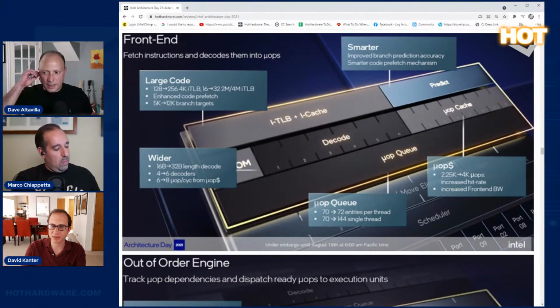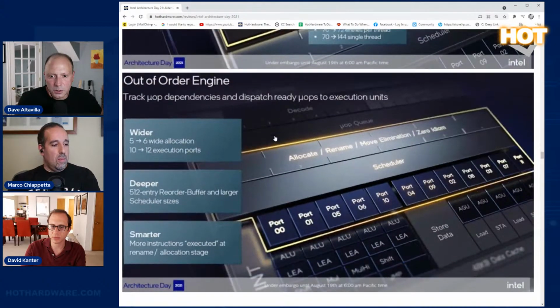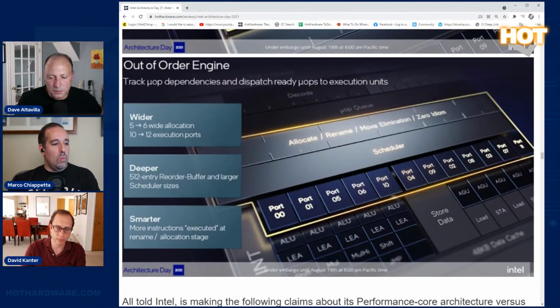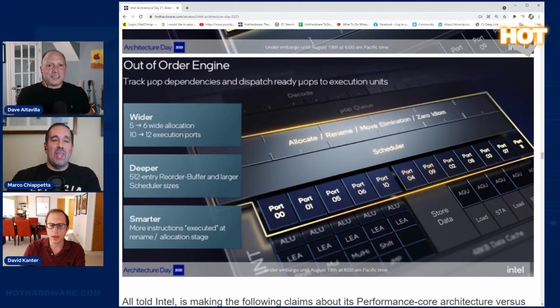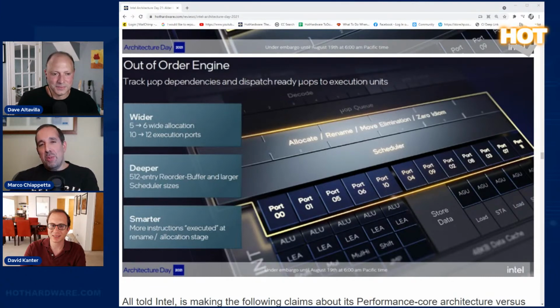Any thoughts on any major takeaways here, like some of these different enhancements on the front end and the out of order execution engine? Looks like a wider execution engine, deeper, smarter. Yeah. Marco, you want to go ahead? You know what I was going to say is that I've been doing this 20 years now, and every time we have a presentation like this, it's always wider, deeper, smarter. And there are always these general terms like improved branch prediction, where they don't give detail.